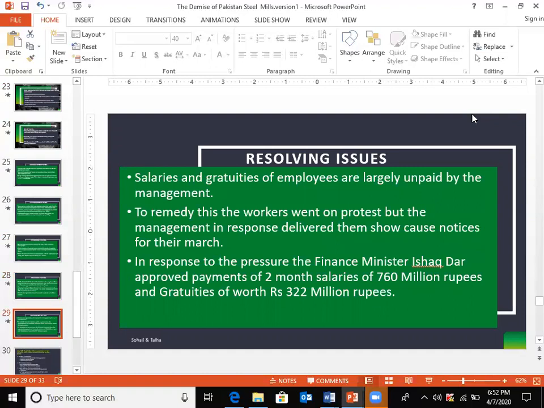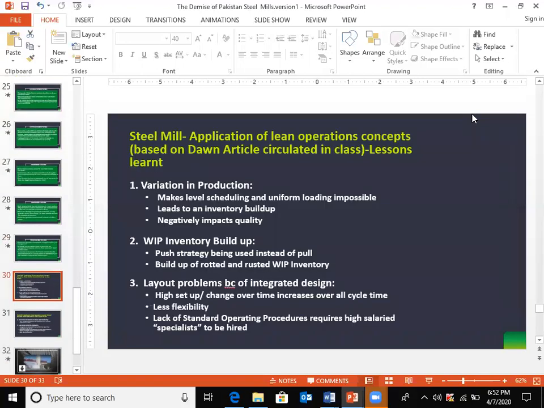And there are a lot of workers who haven't gotten their salaries for a very long time. They've done protests, they've tried to reach out to the government on many fronts, but nothing has really happened.